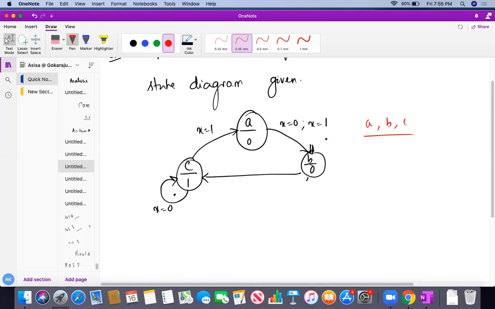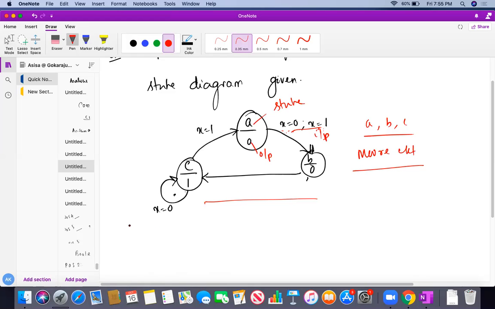Now what is happening here? This x equal to 0 and x equal to 1 are the inputs, and this is my output. This is the state, and these are the inputs. So this is actually a Mealy circuit. In a Mealy circuit, the output of the circuit depends upon the present state only. So this is the state diagram given to you.